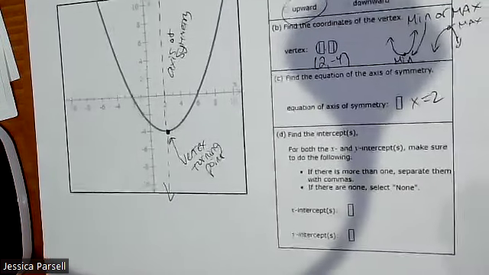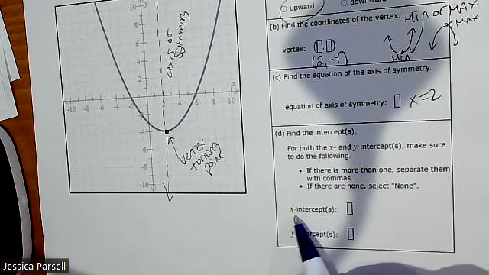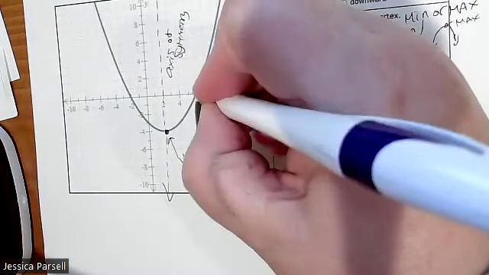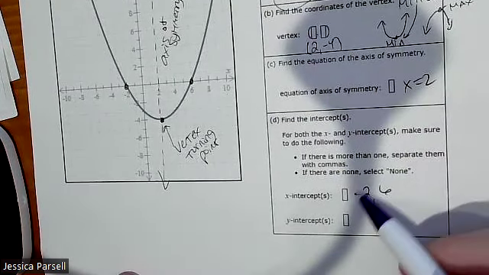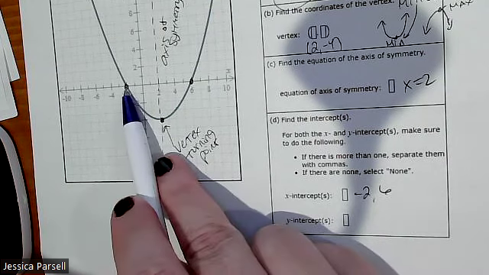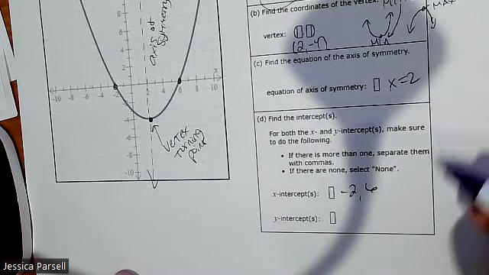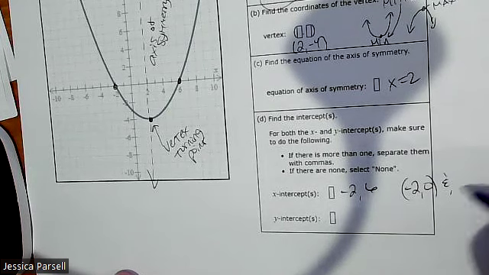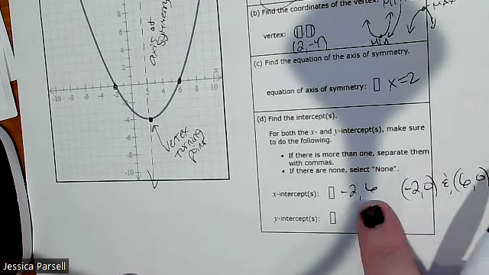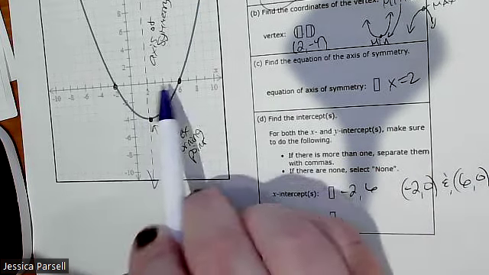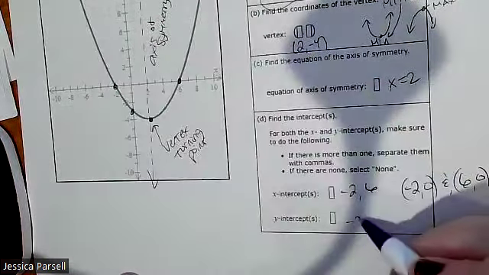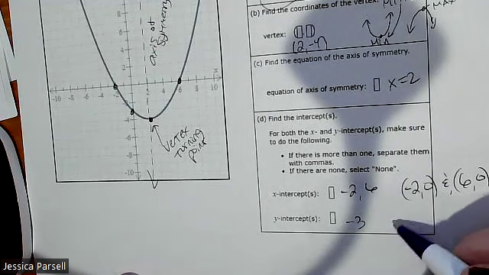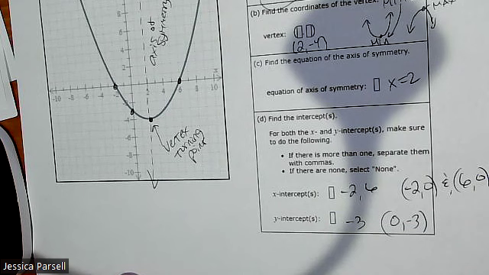The last question says find the intercepts. Well, does it have some x-intercepts? It certainly does. We can see one here at 6 and -2. Notice I'm not putting parentheses around this. It's just -2 and 6. If you were to put these in coordinate form, it would be -2, 0, and 6, 0. But they're not asking us to put it in coordinate form. Just give them exactly what they want, the points where it crosses the x-axis. Where does this thing cross the y-axis? Right here at -3. If you were to give that in coordinate form, it would be 0, -3.